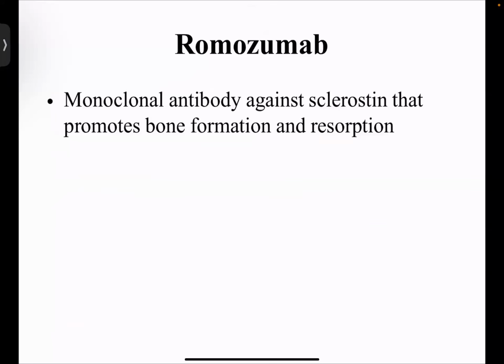Now coming to a new drug, which is romosozumab. This is a monoclonal antibody against sclerostin. Sclerostin we talked about earlier. Sclerostin inhibits the WNT signaling pathway, and it causes bone loss, so it causes bone resorption. The antibody against sclerostin is romosozumab, and it promotes bone formation as well as decreasing bone resorption. So it is an anabolic agent like teriparatide.